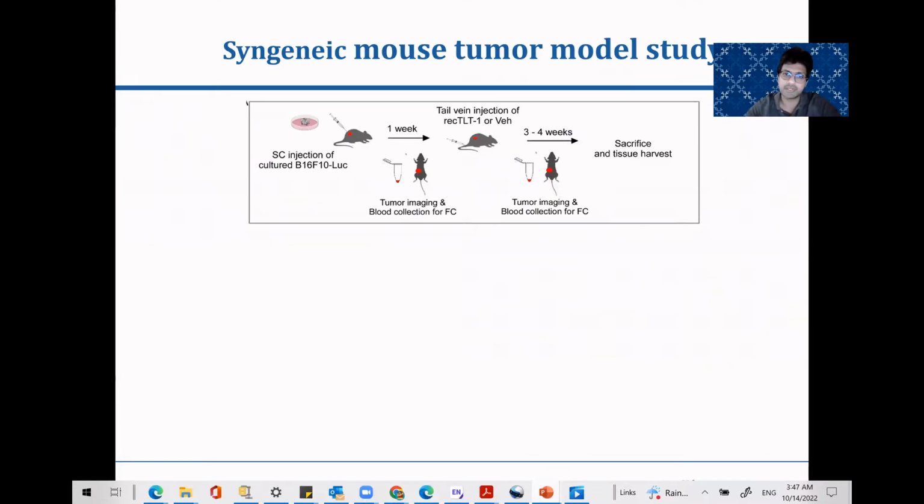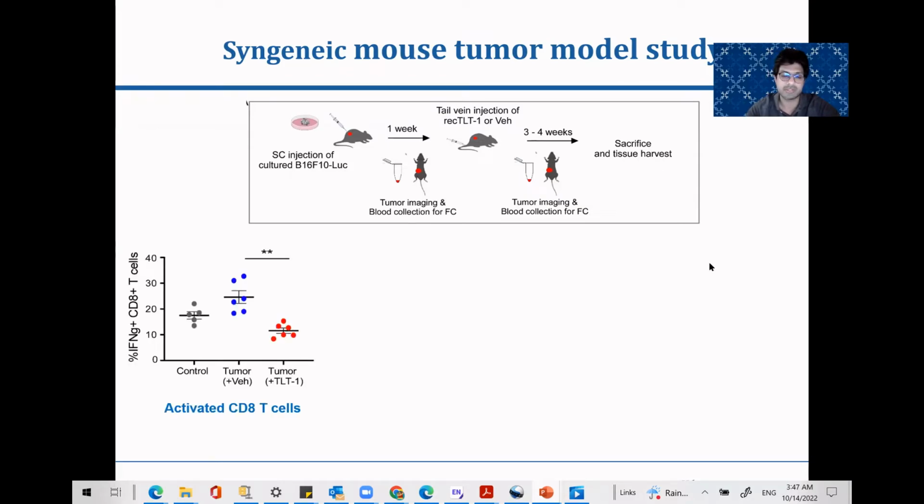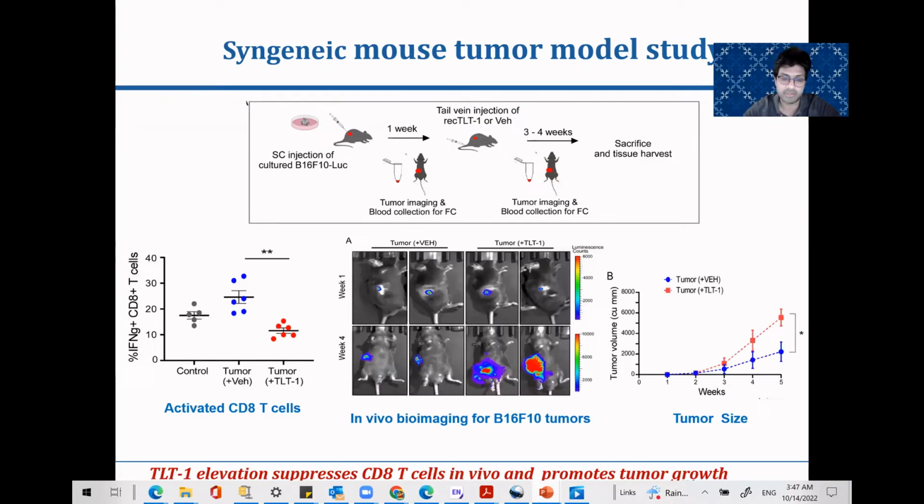Next, using a syngeneic mouse tumor model, we assessed the effect of recombinant TLT-1 injection when given to mice. After 1 week of tumor growth, mice were given either vehicle or the recombinant TLT-1, and the effect on T cells and the tumor growth was assessed. What we found was that the activated CD8 T cells were reduced significantly in the blood and the tumors, and the tumors grew excessively and were significantly increased in these mice, which were given recombinant TLT-1.